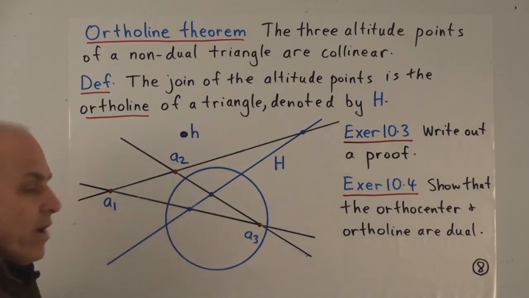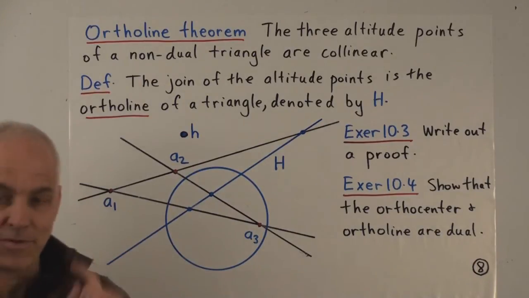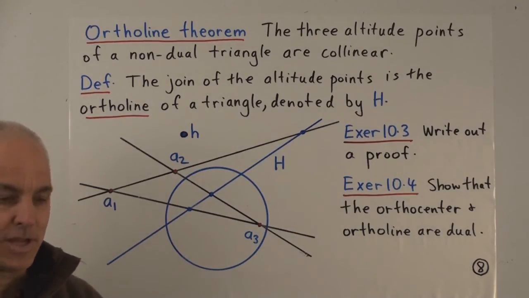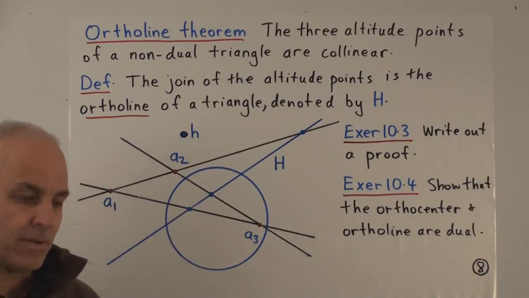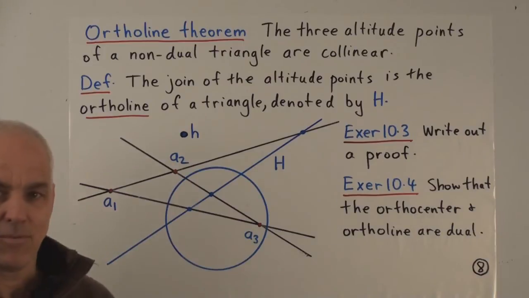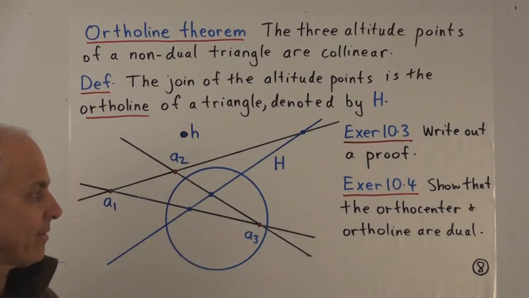That's the ortholine of the triangle. That's exactly dual to the orthocenter theorem. So in other words, the proof that we wrote down can be completely rewritten, word for word, exactly the same, just where we dualize everything.